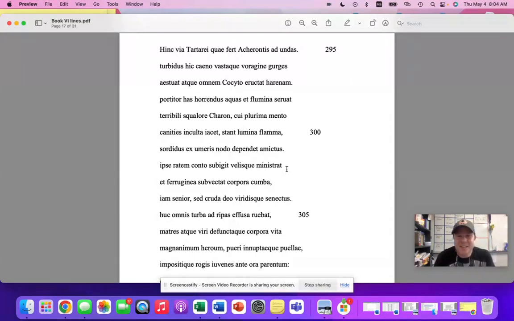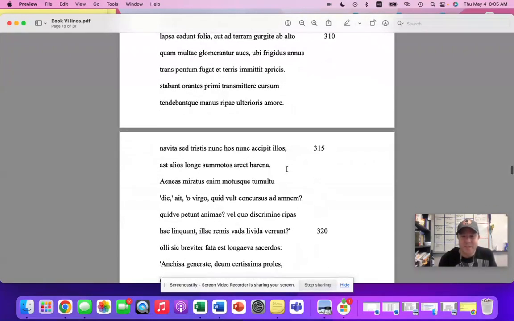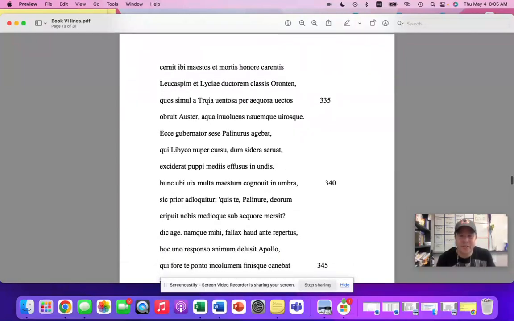But let's take a look at our sixth prediction here. And appropriately, this is book six. The first 30, 40 lines or so is what I'm telling you that you should study here. So 295 to about 335 or so, 336.